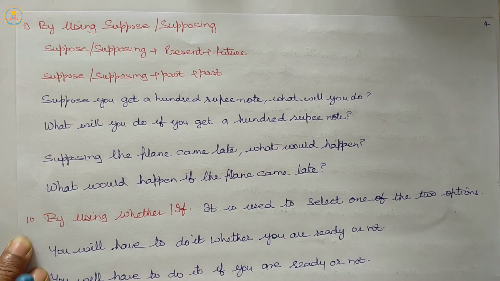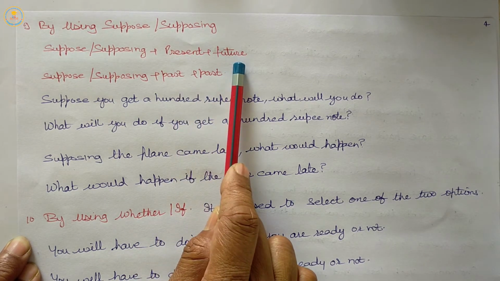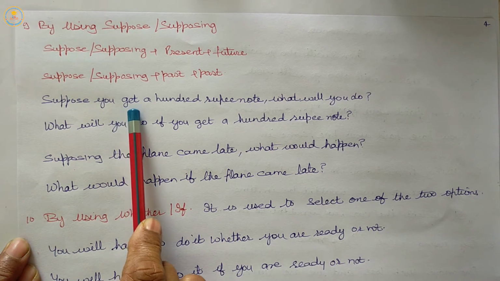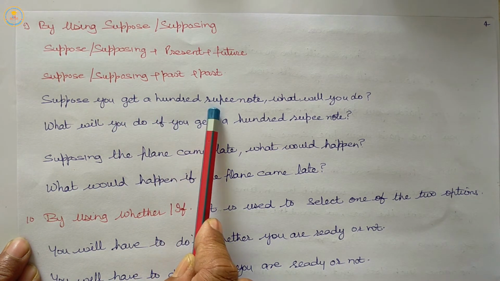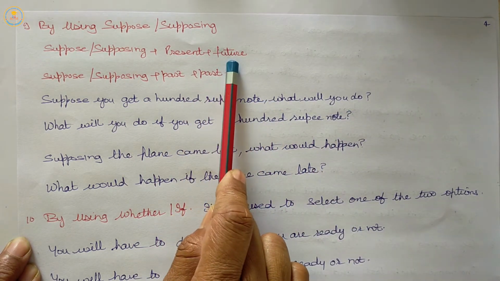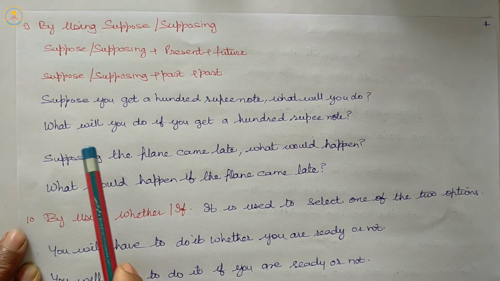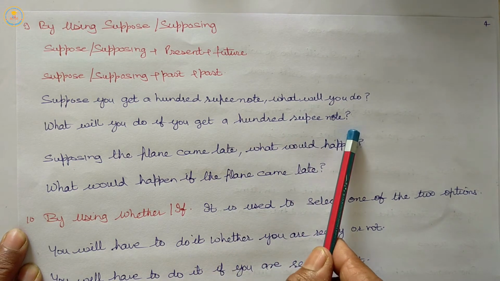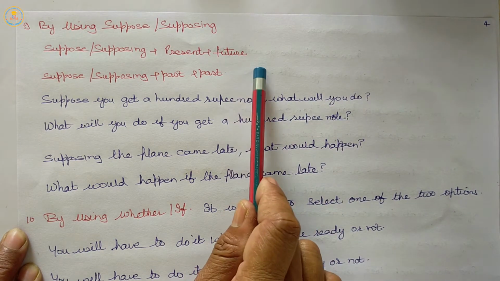So, by using suppose or supposing, first, present plus future. Suppose you get, present, a 100 rupee note, what will you do? Future. So, what will you do if you get a 100 rupee note? Present plus future.